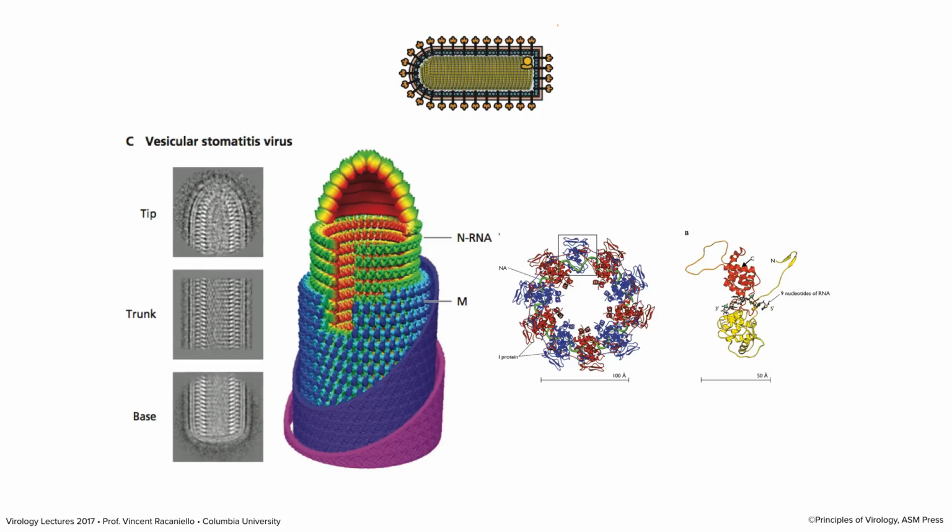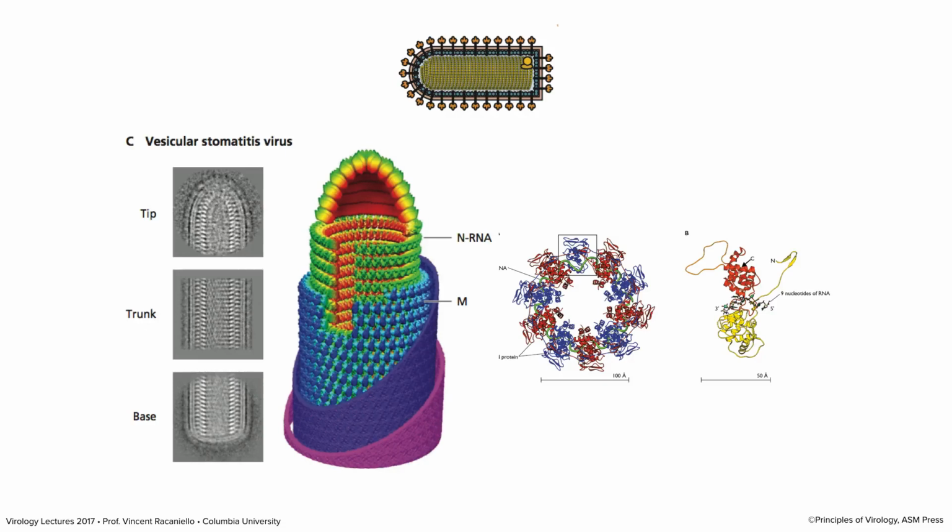And the structures show you the EM on the left of the three parts of the virus. There's a tip, which has a closed end, which gives it the bullet-shaped appearance. There's a central portion, which is cylindrical. Then there's a base that's closed off. And this is nothing more than a helically built virus. In fact, there's one protein called the N protein, and it binds RNA repeatedly.